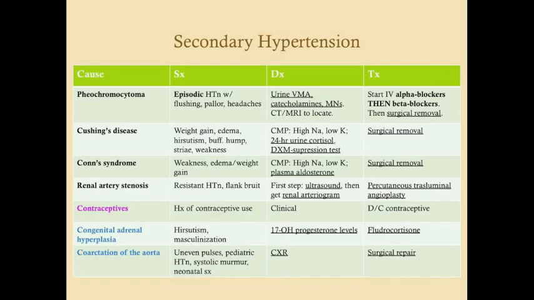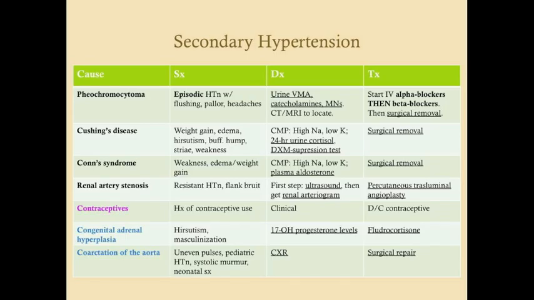We're going to go over each of these different causes in the different sections, so I don't want to spend too much time talking about the etiology of these. Pheochromocytoma is set apart from all the other ones in that it's going to be episodic, sudden bouts of hypertension, and they're usually accompanied by flushing, pallor, and headaches, sometimes nausea or vomiting.